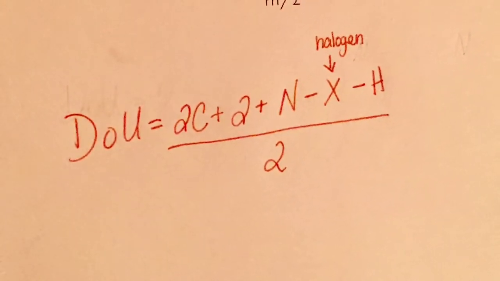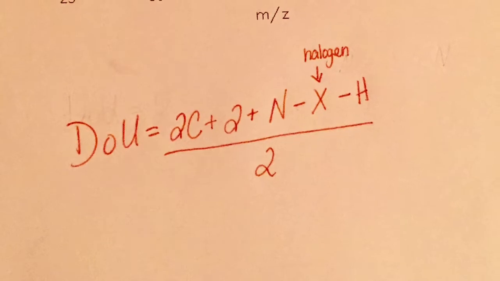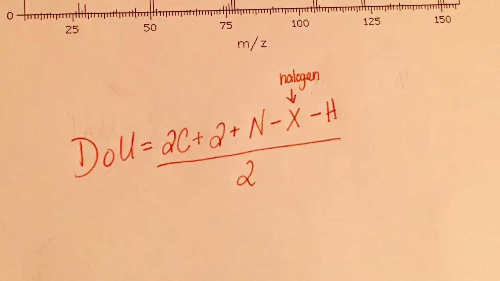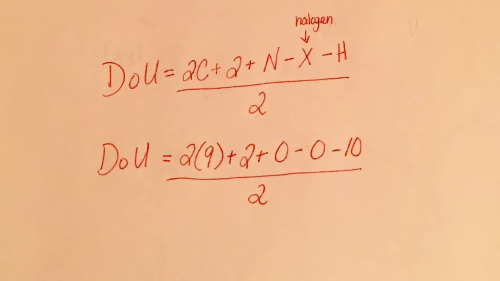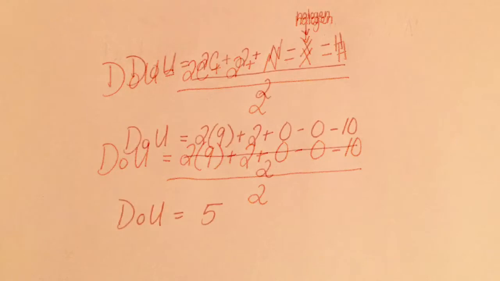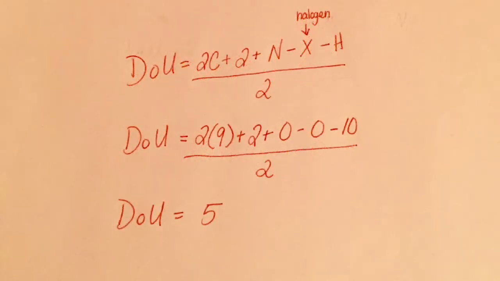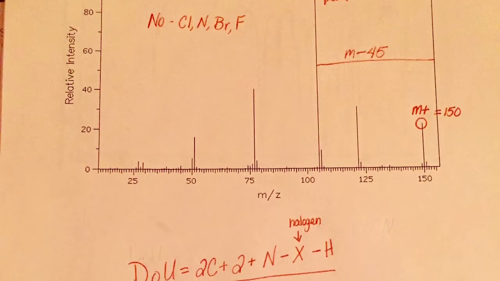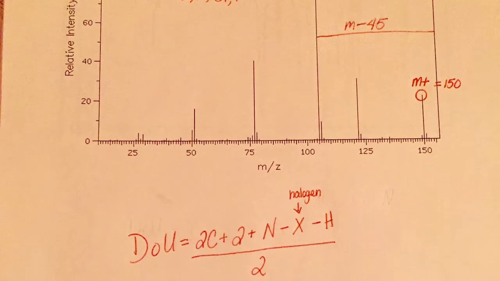Next, we use the formula 2 times the number of C's plus 2 plus the number of N's minus the number of halogens minus the number of hydrogens, all divided by 2, to calculate the degree of unsaturation. Our DOU equaled 5. Additionally, the MS shows no chlorine, nitrogen, bromine, or fluorine.